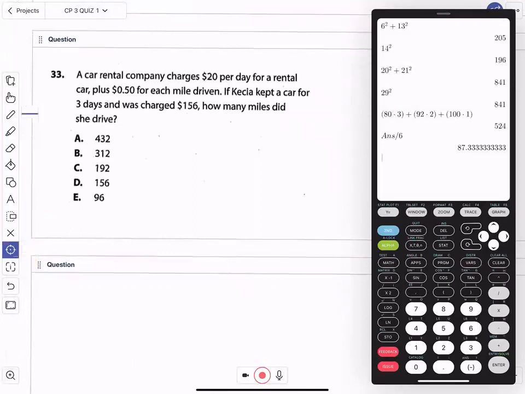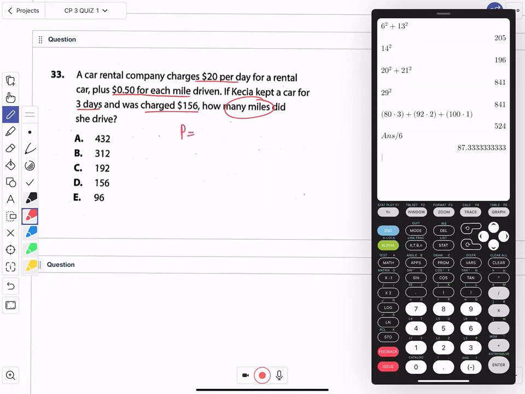Okay, so we're at the halfway point. So this car rental company charges $20 per day for a rental. And then 50 cents for each mile driven. Keep the car for 3 days and charge 156. How many miles? All right, so in my mind, we need to know how many miles this person drove. So I'm thinking about creating a formula.